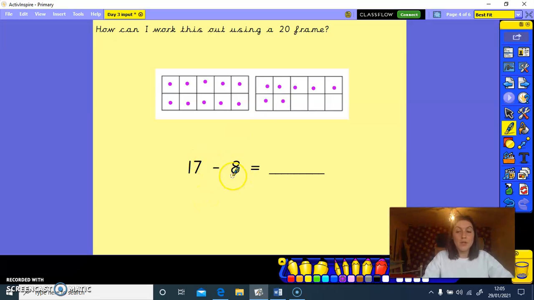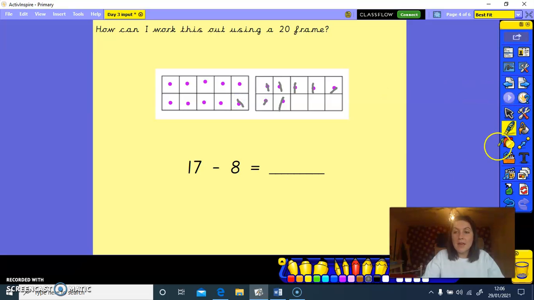How many am I going to take away? 8, fantastic. So I'm going to cross out 8 of my counters, as I can't physically move them like we just did practically. So you've got to cross them out, which is the same idea, isn't it? Because you are then left with what your answer is. So we need to cross out 8. 1, 2, 3, 4, 5, 6, 7, 8.